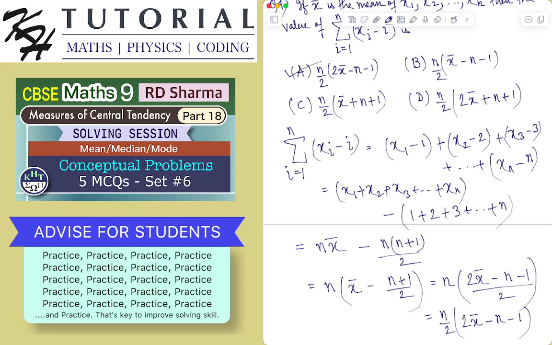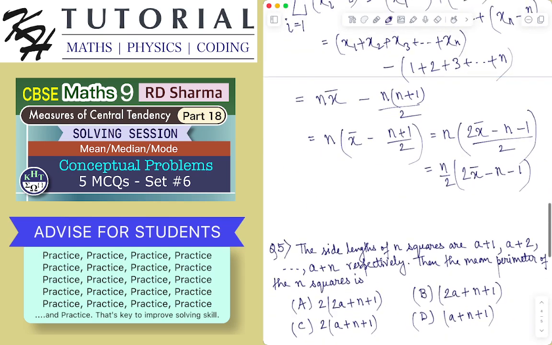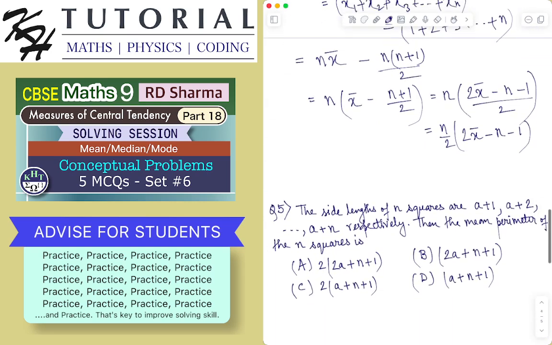Now regarding the summation operator, I will explain that after solving question number 5.